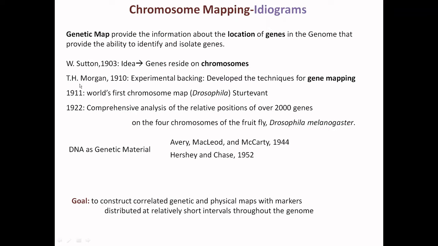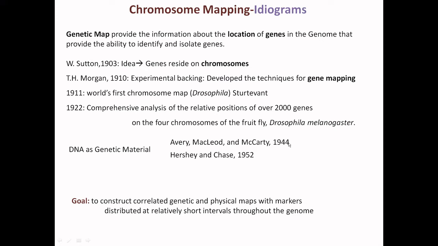Then in 1910, T.H. Morgan worked experimentally and developed the techniques for gene mapping. In 1911, the world's first chromosome map of Drosophila was prepared by Sturtevant. After 11 years, in 1922, a comprehensive analysis of the relative positions of over 2,000 genes on the 4 chromosomes of Drosophila melanogaster was prepared.